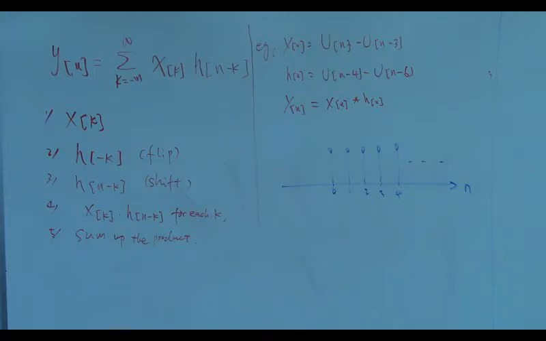So the result will be, if you want to plot, n equals 4, 5, 6, 7, and so on, with values 1, 2, 3, and so on. All others are nothing. So this one is the output.